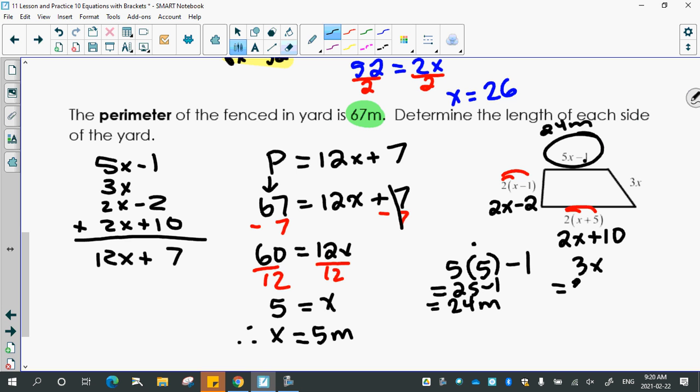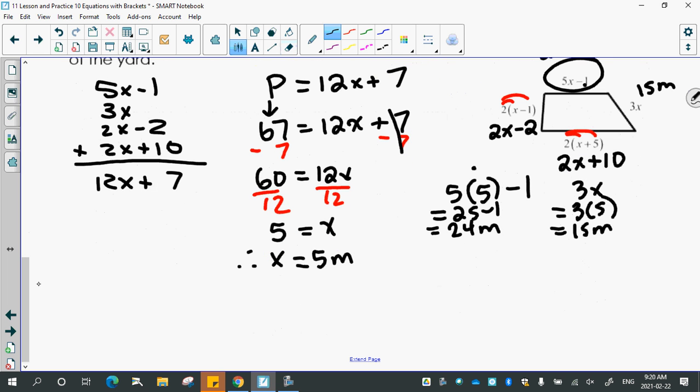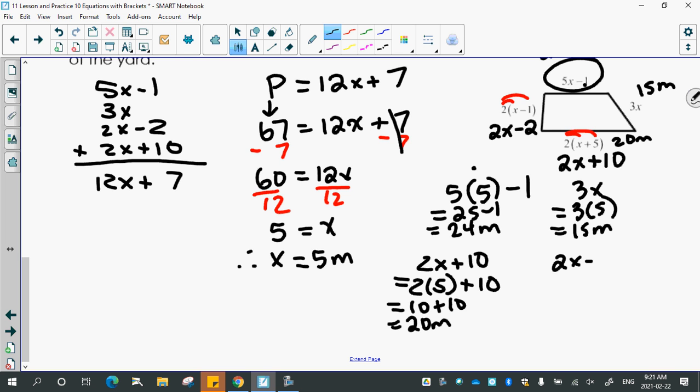3x. I'm going to do 3 times 5, so this side is 15 meters. This side, I might as well use the 2x plus 10 since I've already done the work on it. So I'm going to replace x using brackets with a 5. 2 times 5 is 10, plus 10 is 20 meters. And then my fourth side, 2x minus 2. 2 times 5 minus 2. 10 minus 2 is 8 meters.